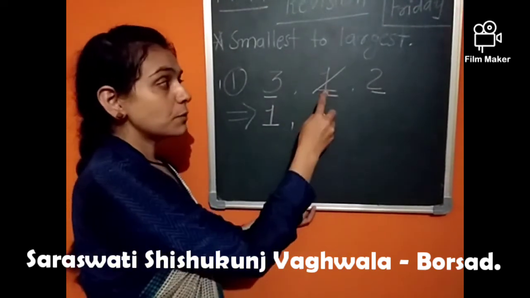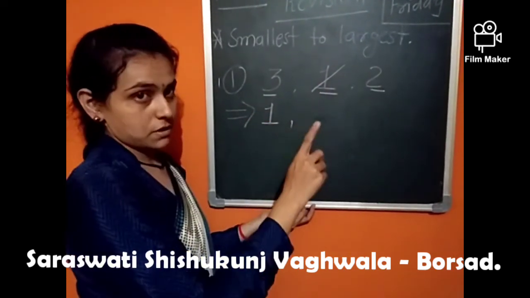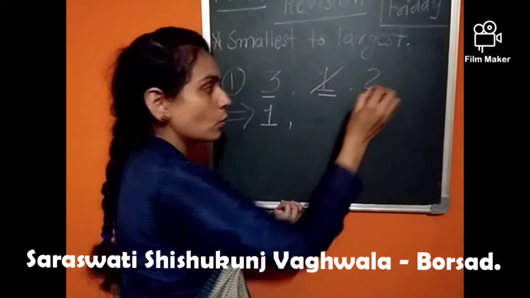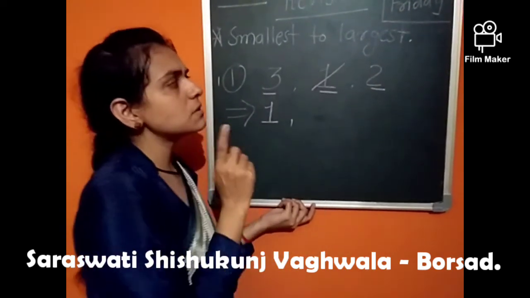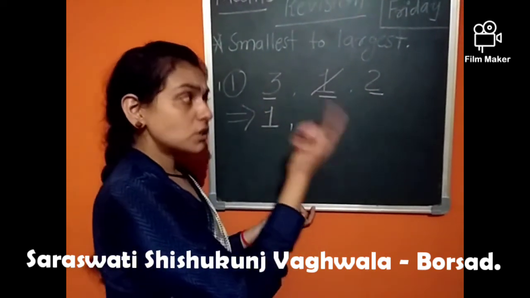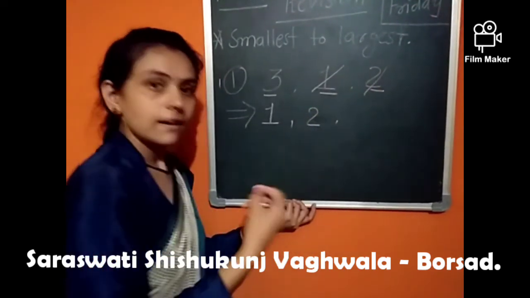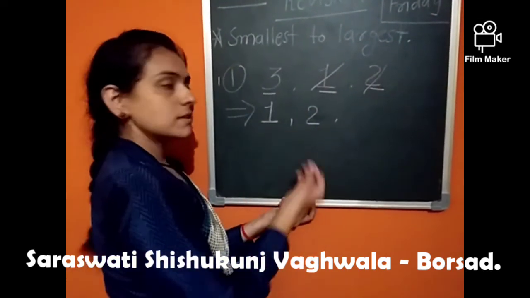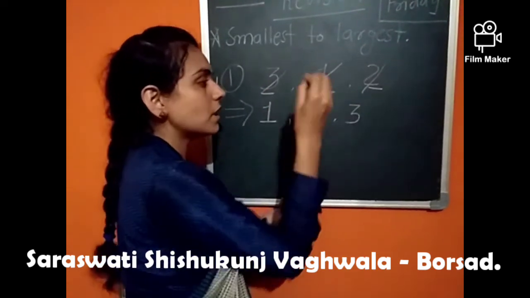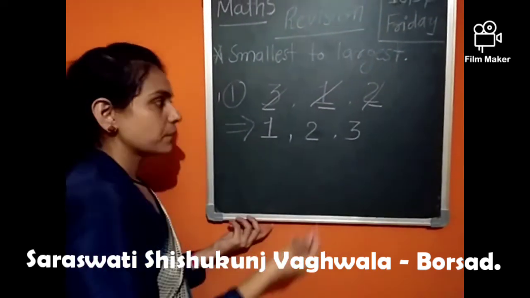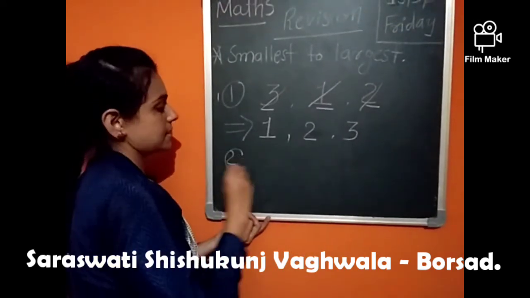Then whichever number you have cut, again you do not have to see. Now you have only two numbers, 3 and 2. Now again you have to think which one is the small number, 3 or 2? 2. So you have to cut it and write here. Last only one remains. So obviously 3. Cut it and write down here. 1, 2 and 3. Happen smallest to largest. Now we'll take the next example.